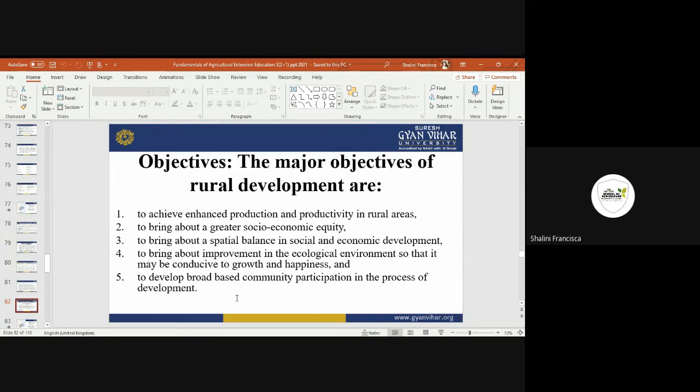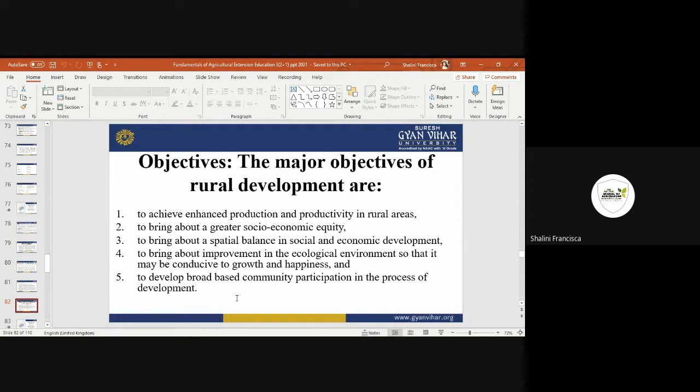So socio-economic equity is a very great objective of rural development. We have to maintain it so that people don't feel a difference from the urban areas. Then to bring about a spatial balance between social and economic development, meaning it's not that the urban is getting richer and richer and the rural areas are getting poorer and poorer.